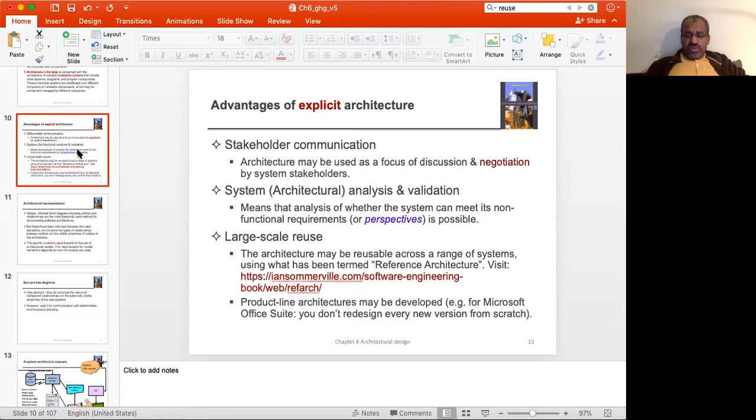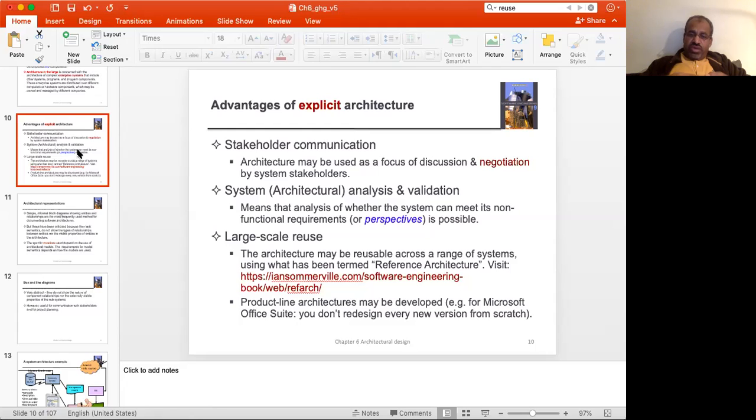Also, we reuse architecture. Architecture enables us to reuse our designs at a large scale in the concept of product line architectures, where we have a product line with different variants and different versions. And instead of having to redo the thing from scratch every time we come up with a new version or variant for a particular client, we can simply manage this variation in the instances and the variants and the versions and the services offered by a product like, for example, Microsoft Office.